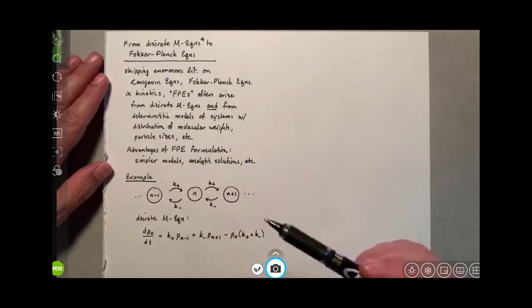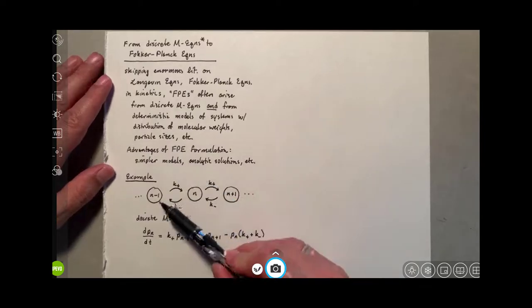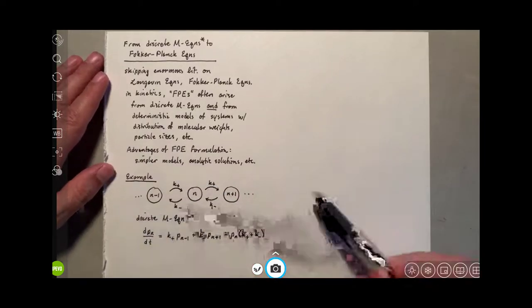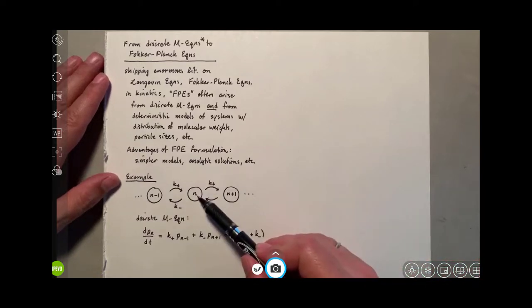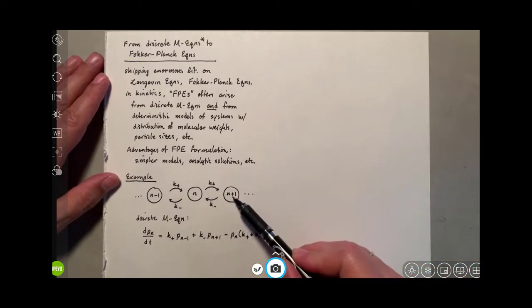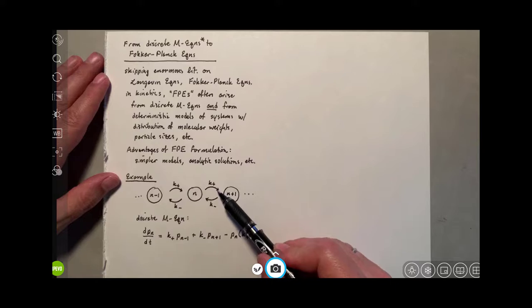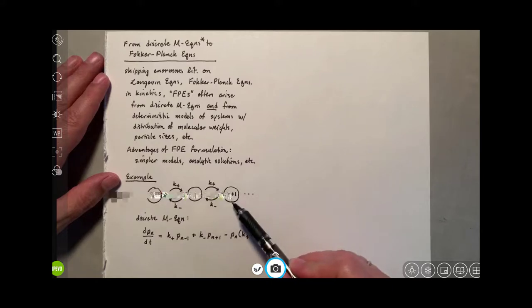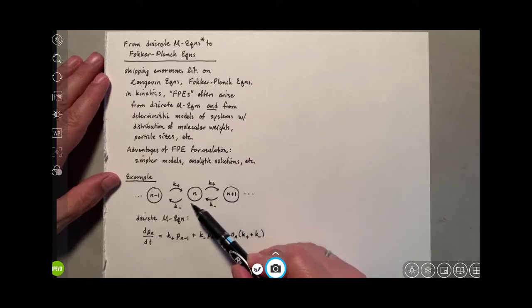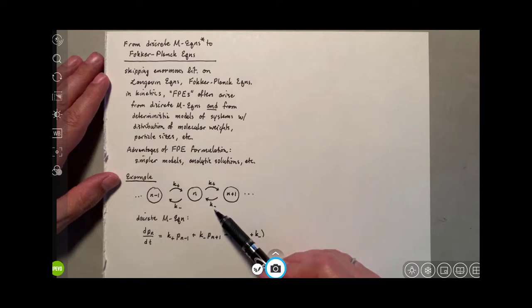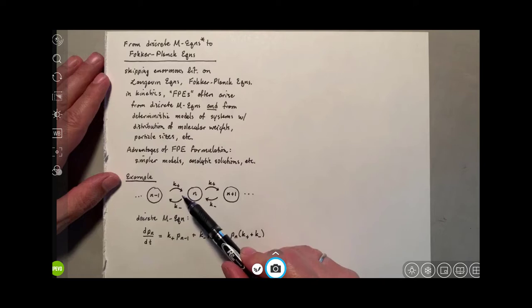Okay, we're going to start with this example. We have this simple discrete network of states, numbered 1 through n and on. We have transitions from state n to state n plus 1. Those are going to be happening at rate k plus. We have transitions from state n plus 1 back down to n at rate k minus. And of course, these transitions are also happening from states smaller than n up to n and back.